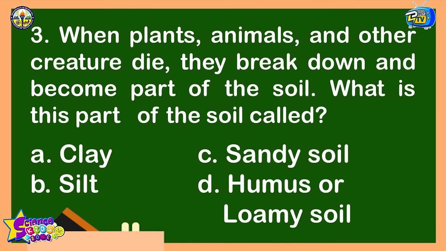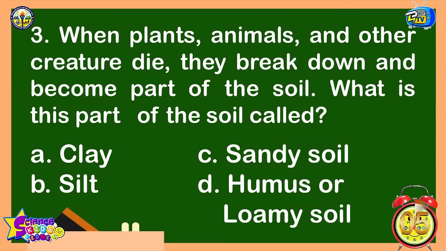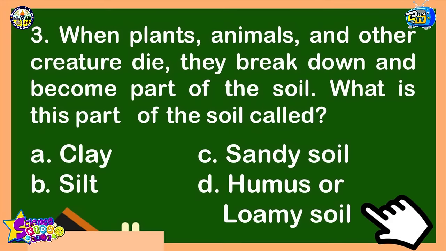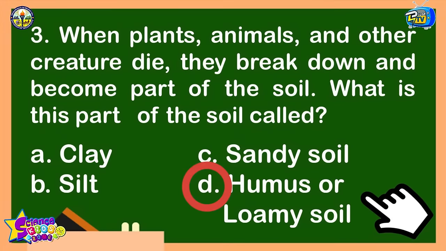Number 3. When plants, animals, and other creatures die, they break down and become part of the soil. What is this part of the soil called? A. Clay. B. Silt. C. Sandy. D. Humus or loamy soil. Timer starts now. What is your answer? Amazing! It's letter D, humus or loamy soil.